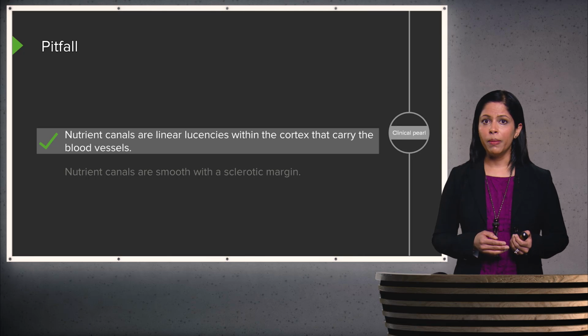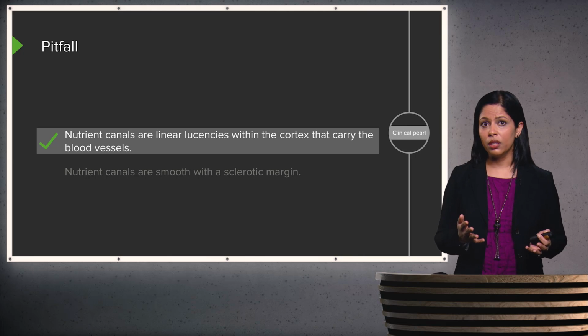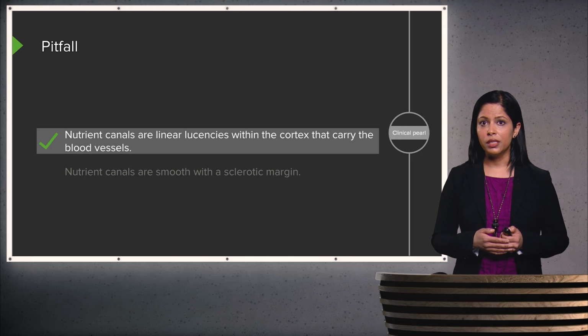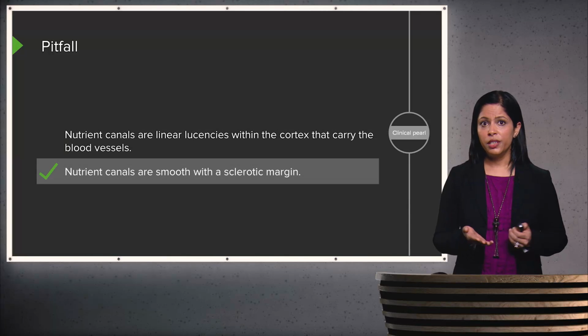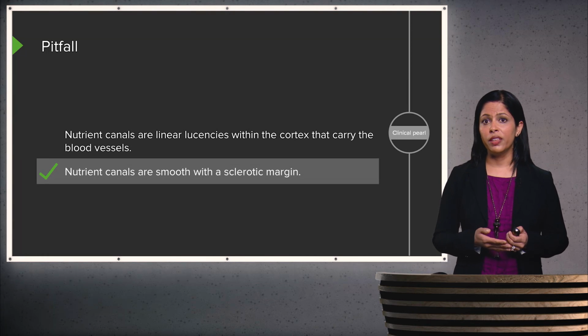One thing that you want to keep in mind is that there are other things that can actually look like a fracture. One of them is the nutrient canal, and that's a linear lucency within the cortex of a bone that carries the blood vessels. The difference is the nutrient canals are smooth and they have a sclerotic margin surrounding them, while fractures are irregular and they don't have this sclerotic margin around them.